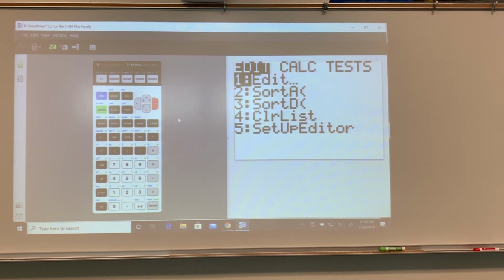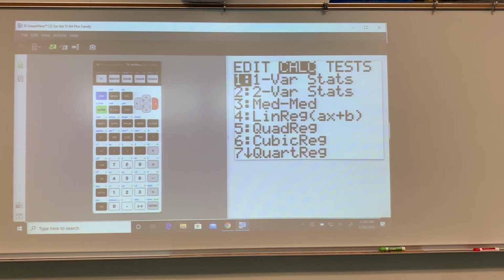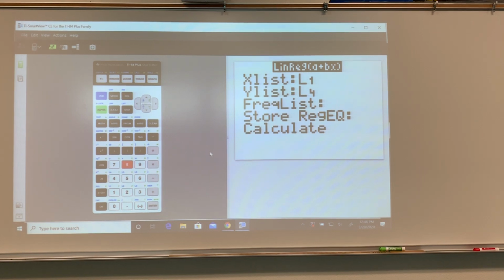I'm going to arrow over to calculate, and I'm going to go down to number 8. Stat calc 8. And I'm going to tell it I want L1 to be the X and L2 to be the Y. And that's all I'm going to do. The other stuff, just leave it alone. And hit calculate.